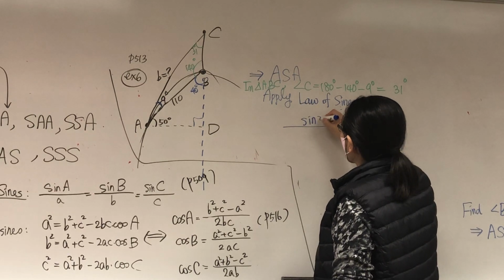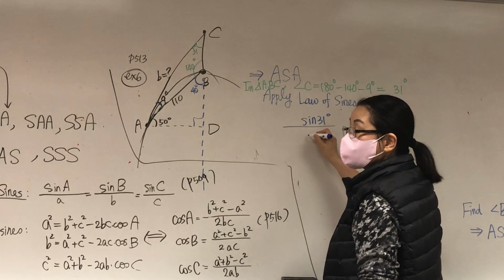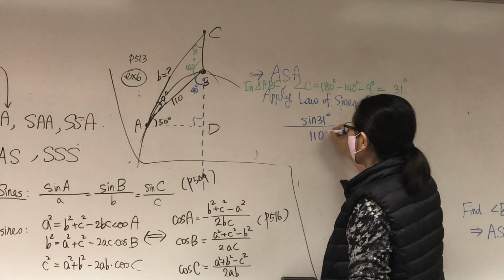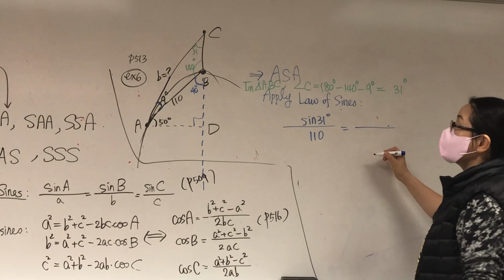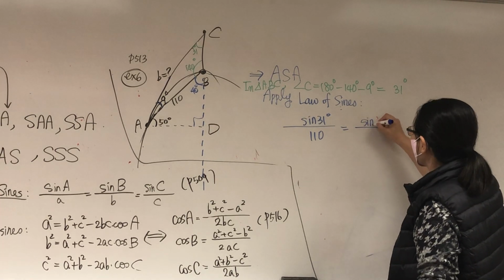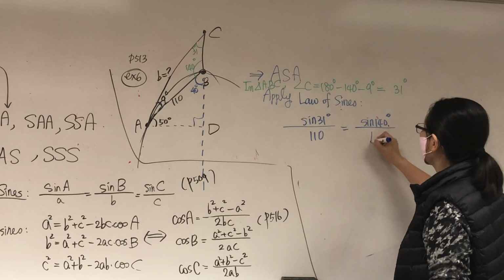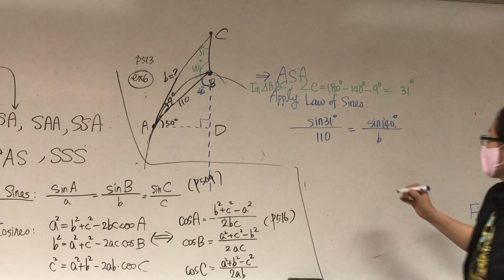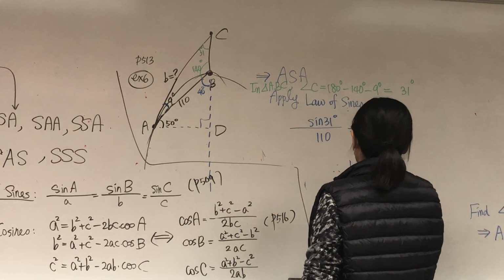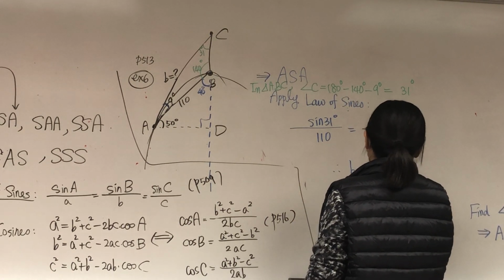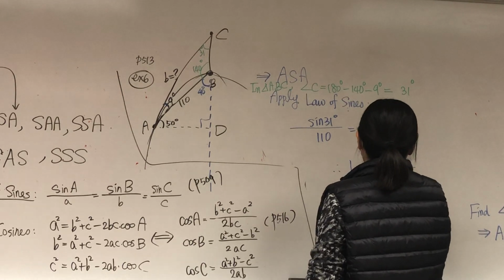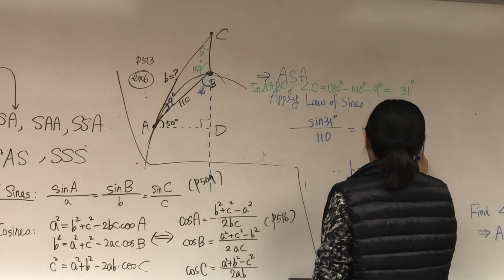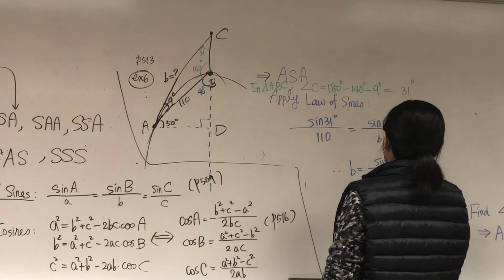Sine 31 over what? 110, equal to what? Sine 140 over B. Good job. And then you can find B. So therefore, B is sine 140 times 110 over sine 31.